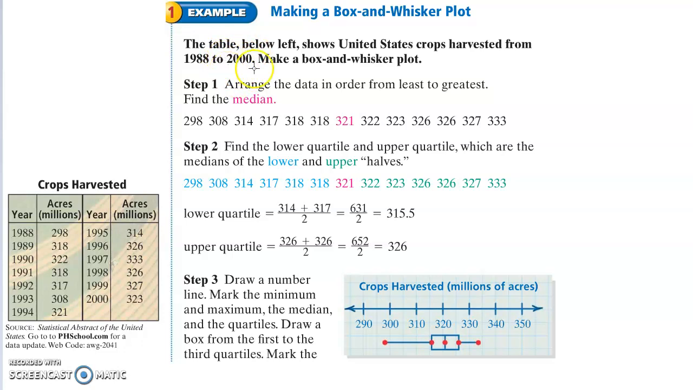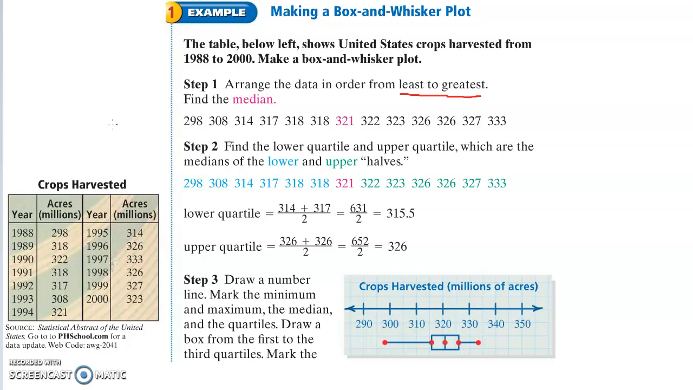You guys are young. All right, we're going to make a box and whisker plot out of this information. So the first thing they're doing is taking all this information, 298, 318, and all these numbers right here, the acres in millions, and arranging them in order from least to greatest. Now that's important because the only way that we can find medians is if we rearrange these in order from least to greatest. So that's the first step, just rearranging them from smallest to biggest.